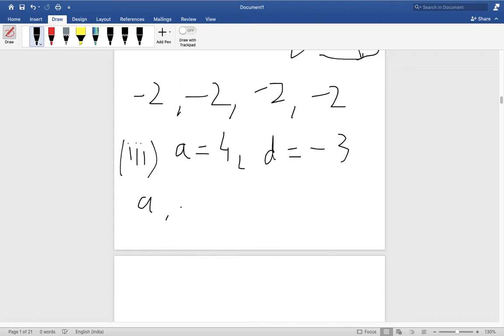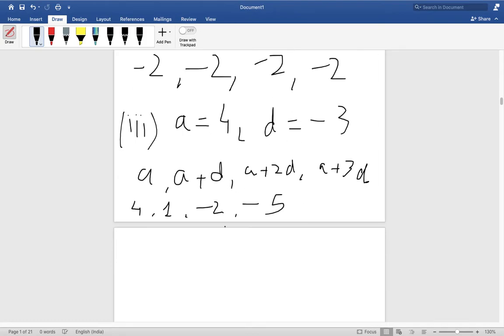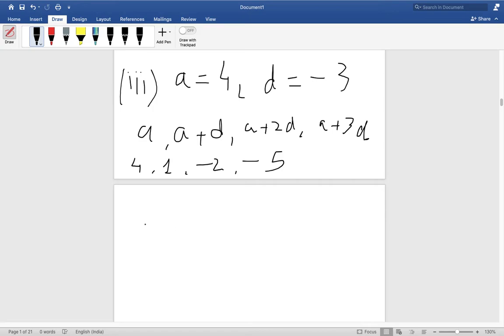Now let us look at A equals 4 and D equals minus 3. Again, easy. A, A plus D, A plus 2D, A plus 3D. The first 4 terms of this AP is this. So 4 over here, 4 minus 3 is 1 over here, 1 minus 3 is minus 2 over here, minus 3 is minus 5. That's it. That's done for this one.